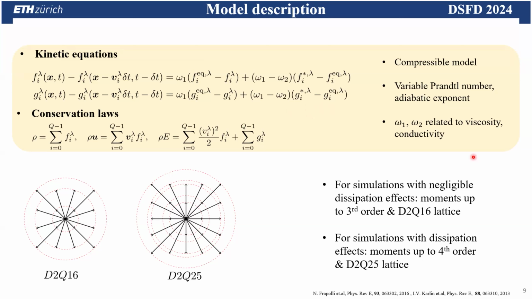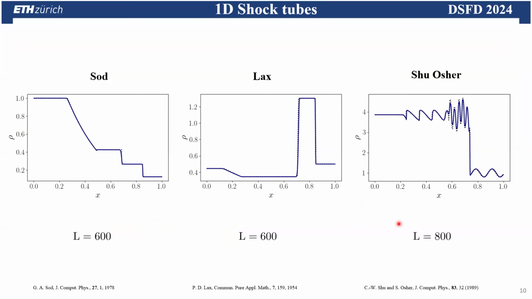So here, according to the requirements of the application, the model can also be simplified by disabling the quasi-relaxation process for the Euler cases, let's say. And for this, to retrieve the fluxes, we use moments up to third order and the D2Q16 lattice. And for the full Navier-Stokes-Fourier system, we store moments up to fourth order and we use the D2Q25 lattice. So let's see now some results.